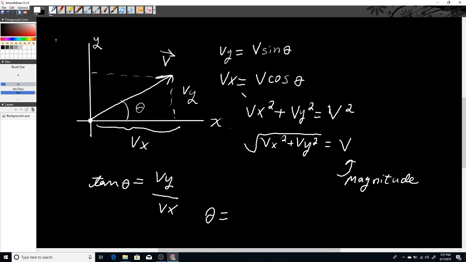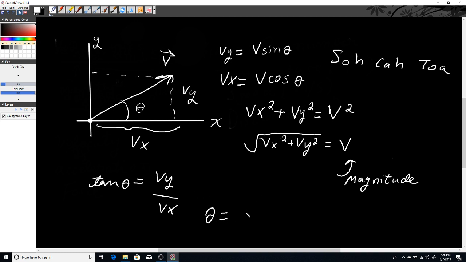I'm assuming that we understand basic algebra, and how to do the cosine and sine and SOHCAHTOA and all those things. I don't want to go too into depth with SOHCAHTOA.